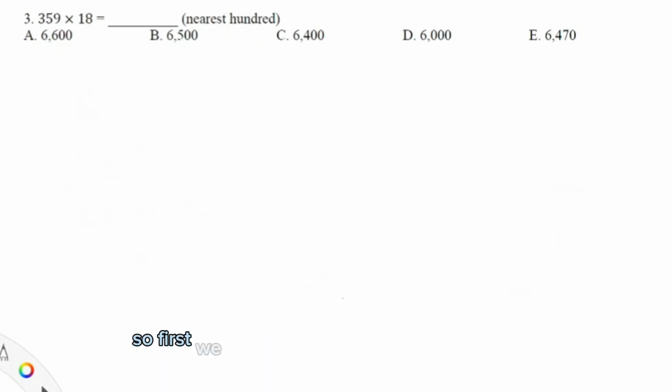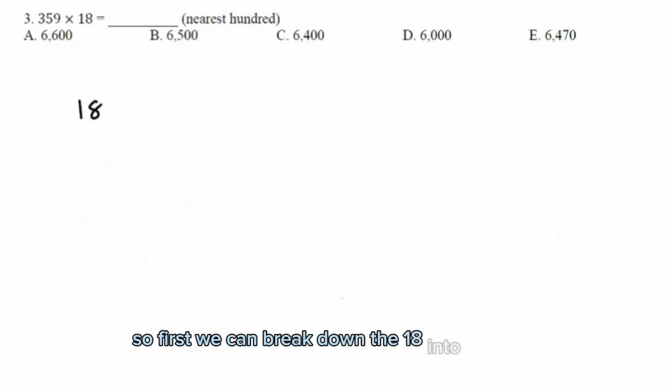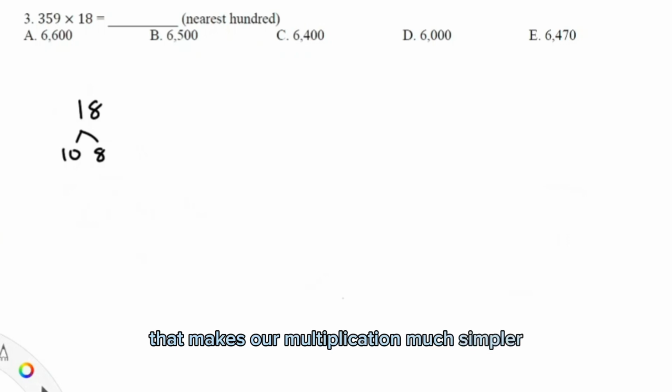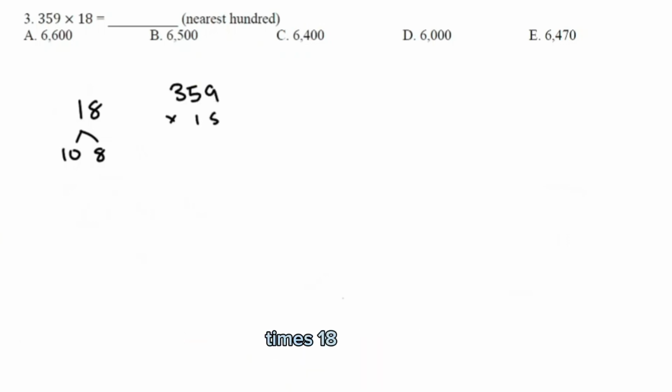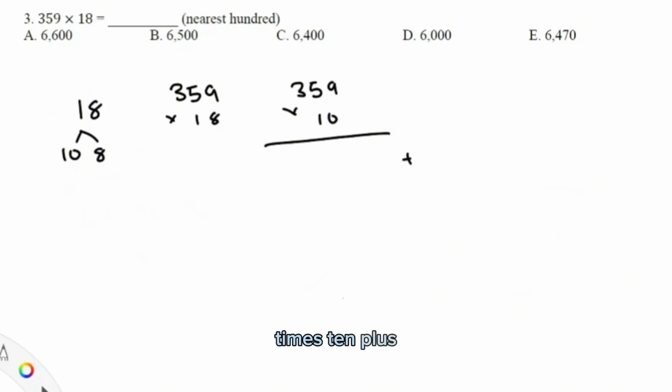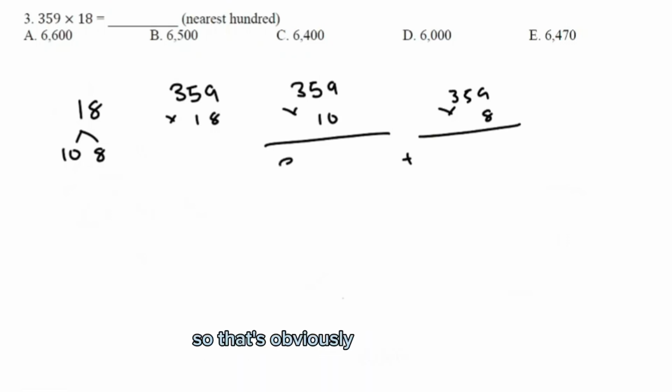Next, 359 times 18 equals what rounded to the nearest hundred? Alright, so first we can break down the 18 into 10 and 8. That makes our multiplication much simpler because now instead of doing 359 times 18 at once, we can just do 359 times 10 plus 359 times 8. Alright, so 359 times 10, you're just adding a 0 at the end, so that's obviously 3,590. Alright, next, 359 times 8.